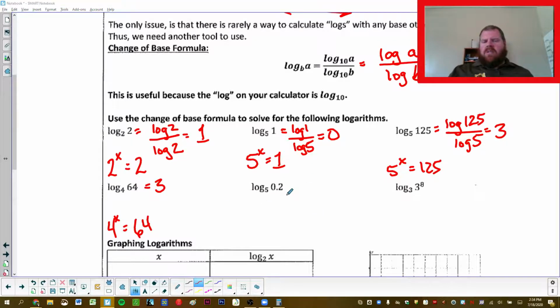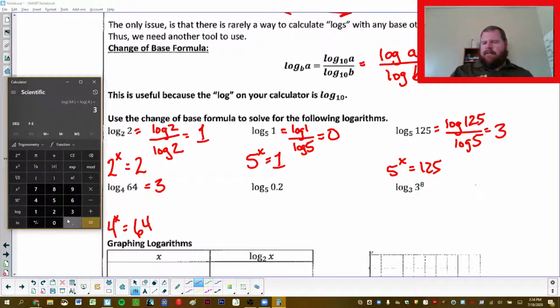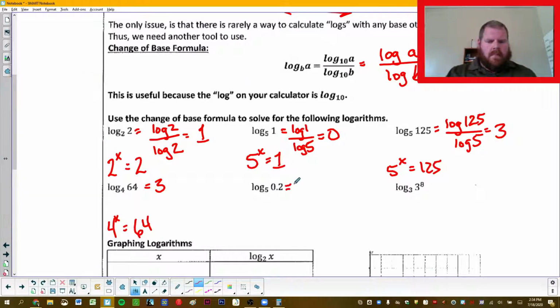Log of 0.2 over log of 5 is -1. Let's see if that makes sense. This one was asking 5 to what power is 0.2? Well, another way to write 0.2 is 1/5. And yeah, that makes sense. If that was a -1, that would do that flip thing. It would flip it over.